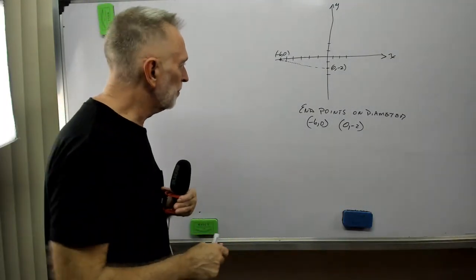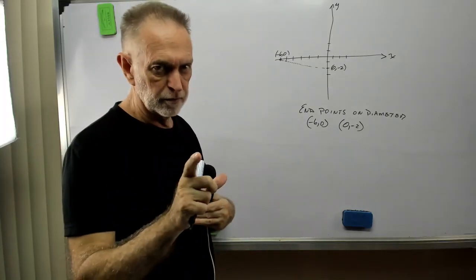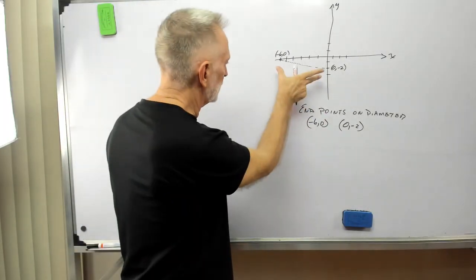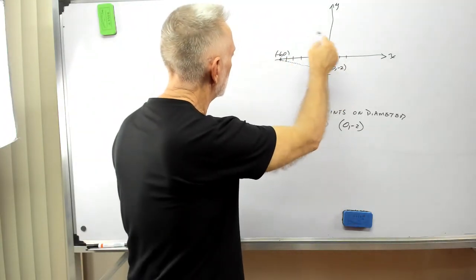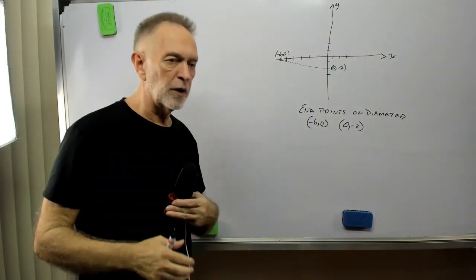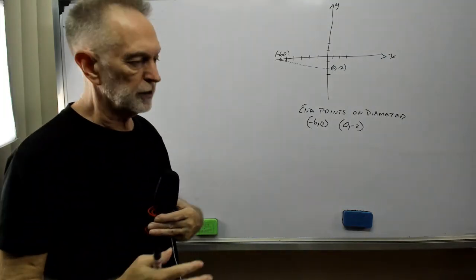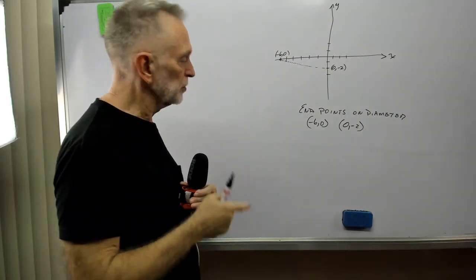So we have a problem here. We have endpoints on a diameter. Keep in mind, it's saying that's the diameter of a circle. So there's a circle with this as a diameter, and they want us to come up with the standard equation for the circle that this represents.